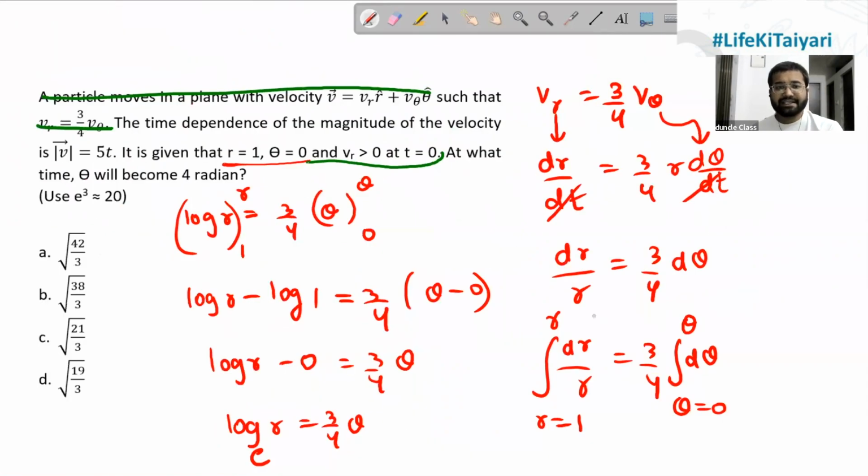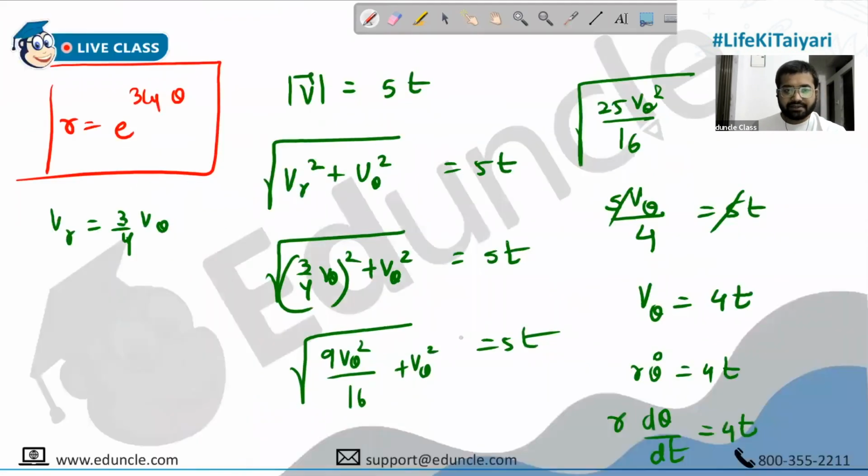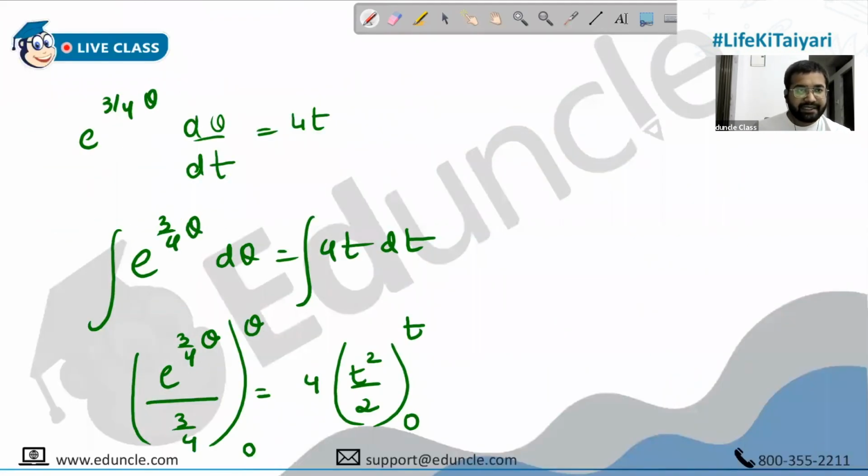What is it that they are asking us, by the way? They are asking us at what time theta will be 4 radians. So let's substitute that. We want to find at what time theta will be 4 radians, people.